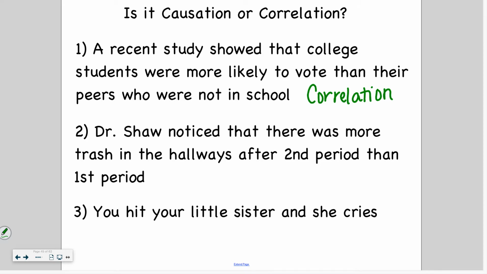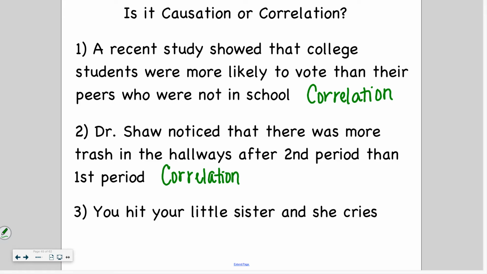Dr. Shaw noticed that there was more trash in the hallway after second period than first period. So, does second period mean that there's going to be more trash? Not necessarily. If you're looking at Franklin County High School, a lot of our juniors and seniors have work-based learning or college classes for first period, so there may not be as many students in the hallway. So just because there's more trash in the hallway after second period has nothing to do with second period. So that one is a correlation.